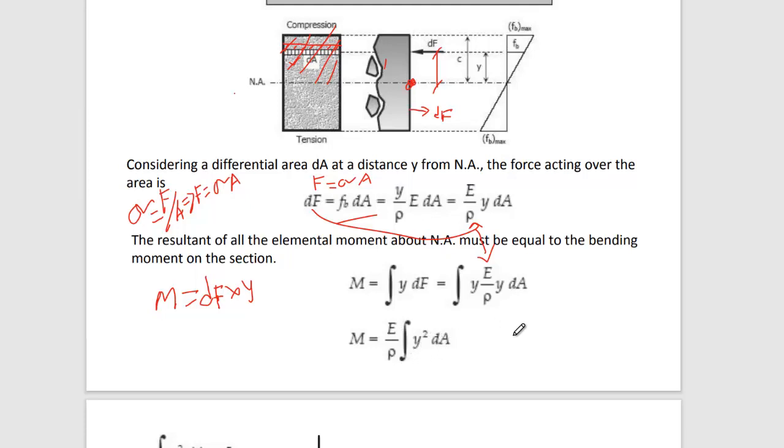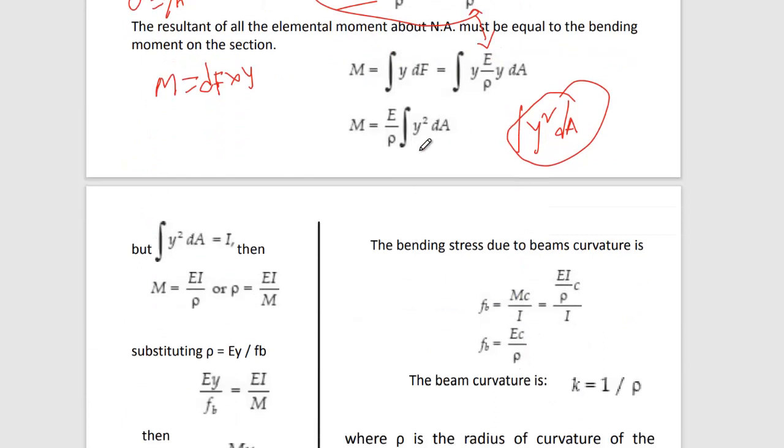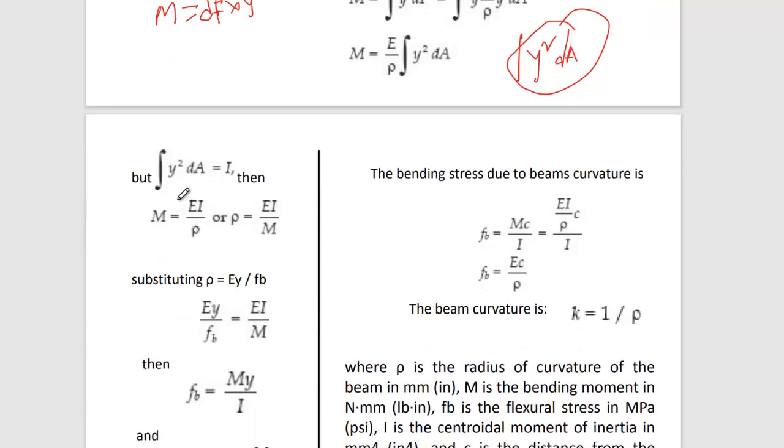Who can remember what the value of integration of y square dA is from basic mechanics? What do we call it? We call it moment of inertia. Remember that? Very good. So we can replace this integration of y square dA with the moment of inertia. Finally we get the relationship M equals EI by rho, or rho equals EI by M. This is the strong relationship with the curvature.